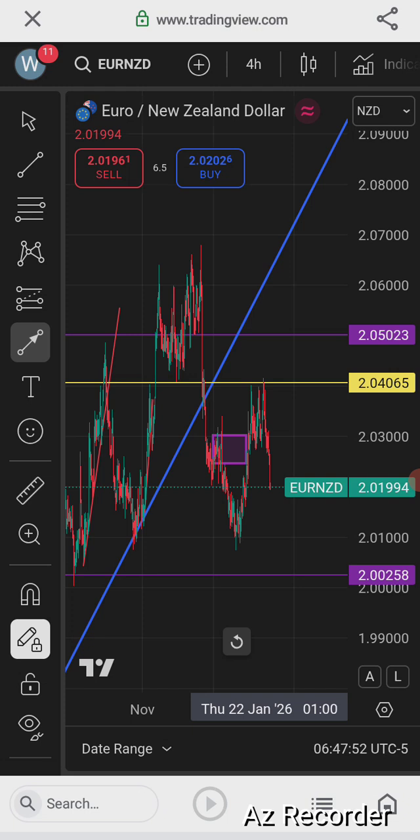So, this is new TradingView. If you open a chart in TradingView, as you see on my screen, this is EURNZD. For instance, from there you can see that this one is a head and shoulders, where we have the head at 2.07 and the shoulders lie at 2.04.